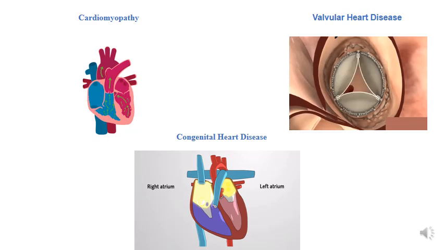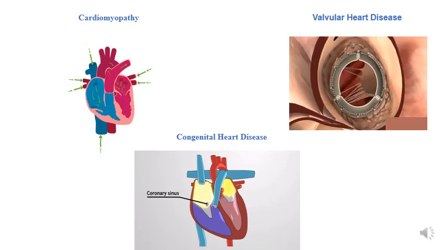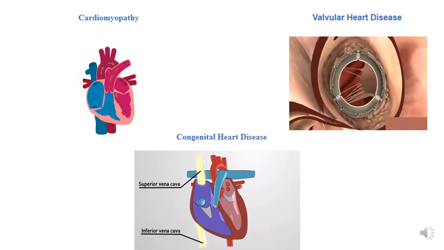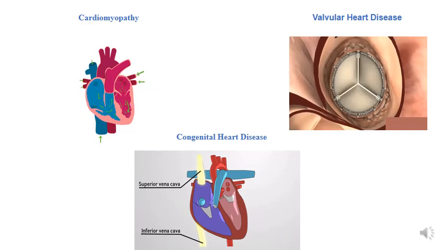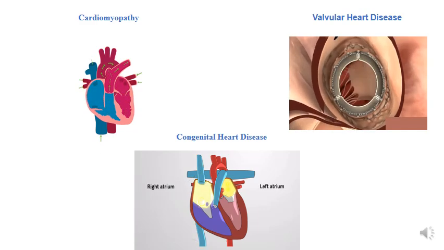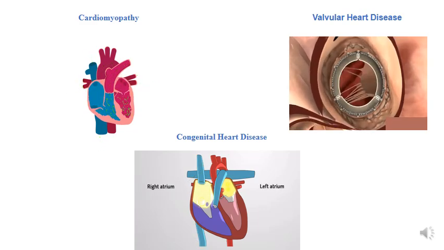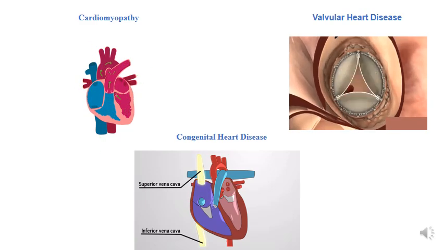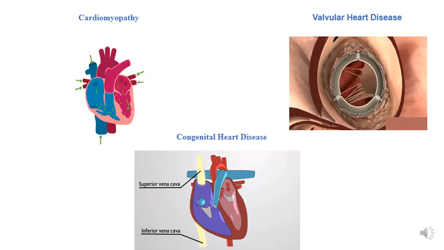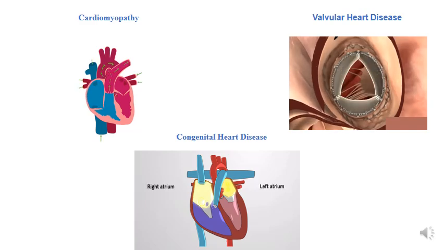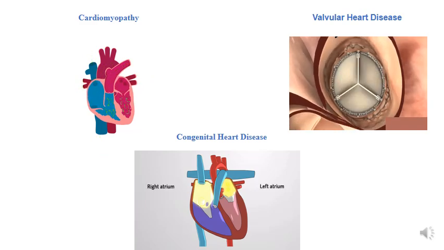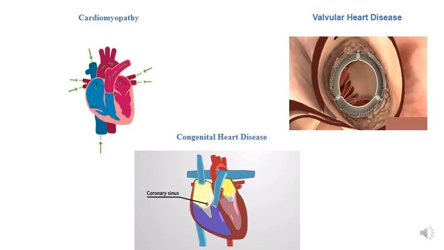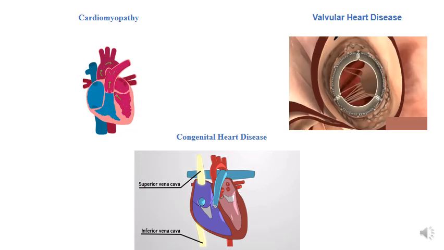6. Valvular heart disease. Affected valves: mitral, aortic, tricuspid, pulmonary. Types: stenosis means narrowing. Regurgitation means leaking. Prolapse means improper closure. Symptoms: murmurs, fatigue, chest pain, shortness of breath.